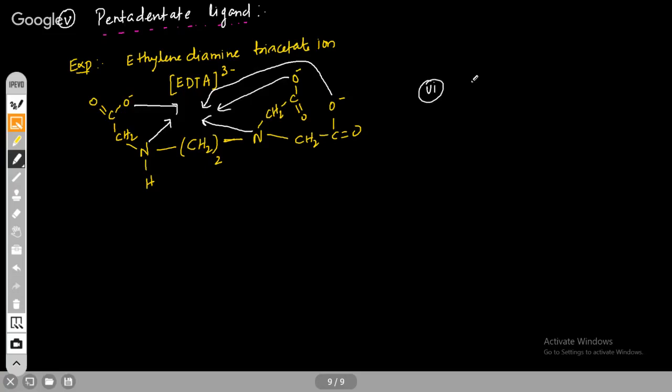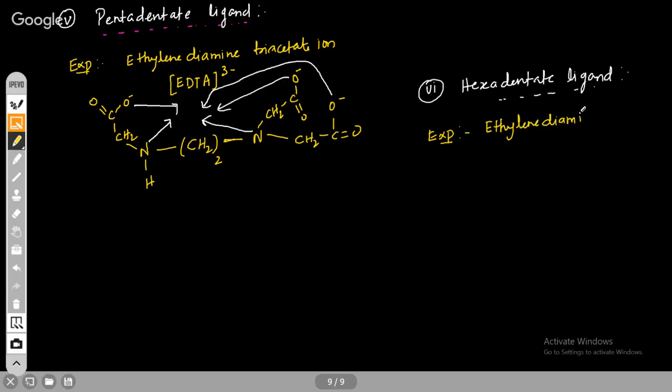And the last one we have here is hexadentate ligand. Hexadentate ligand. Denticity is 6. Example is the same name we have here, ethylene diamine tetraacetate ion. Tetraacetate ion. The symbol is EDTA. Tetraacetate we have, so 4 minus.